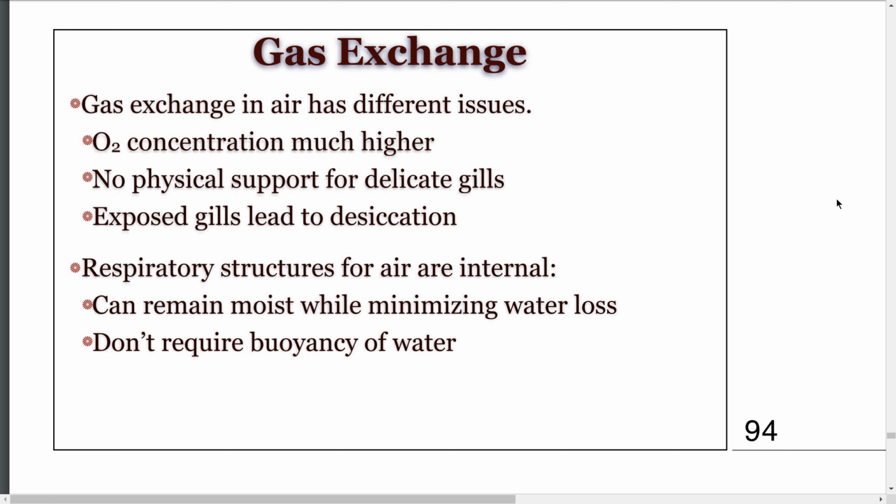So what that means is that respiratory structures for terrestrial animals, for structures that work in the air, generally have to be internal. They have to be moved on the inside, and that way you can minimize the amount that's exposed to the external environment. You can have small little holes, like our nostrils and our mouth are relatively small compared to the surface area of our lungs. And so we minimize the amount of moisture that's lost. You're going to lose some, but you minimize that. And you want to have a structure that doesn't require the natural buoyancy of water either.